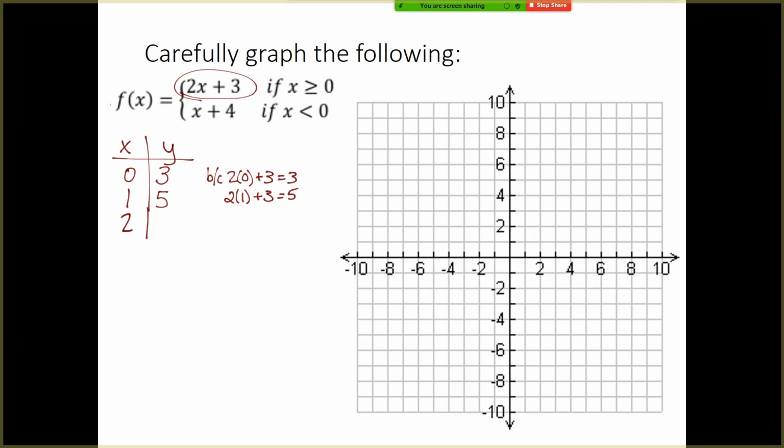Then I got to plug in the 2. If I plug in the 2, I'm going to have 2 times 2 plus 3. Two times 2 gives me 4. 4 plus 3 gives me 7.